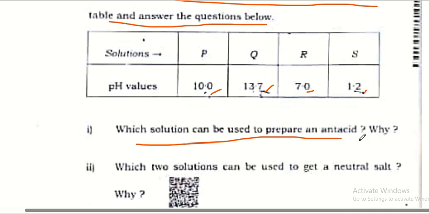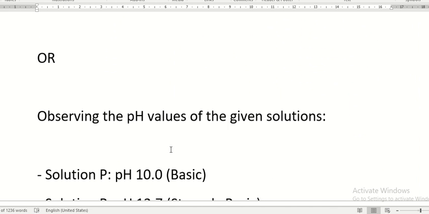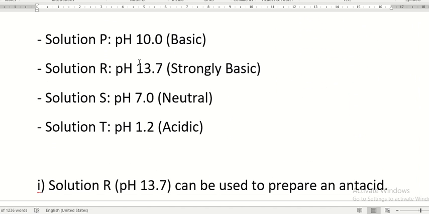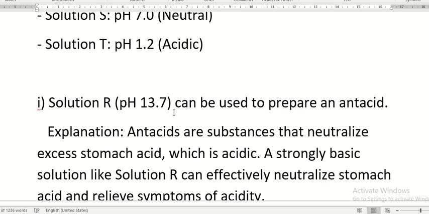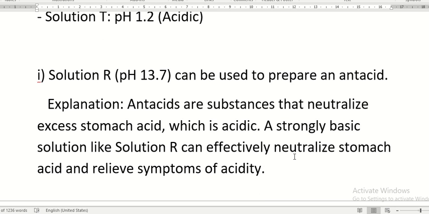Which solution can be used to prepare an antacid? For preparing an antacid, pH 10 is basic and 13.7 is strongly basic, 7.0 is neutral, and 1.2 is acidic. Solution R can be used to prepare an antacid. Antacids are substances that neutralize the excess stomach acid. A strongly basic solution like R can effectively neutralize the stomach acid and relieve the symptoms of acidity.